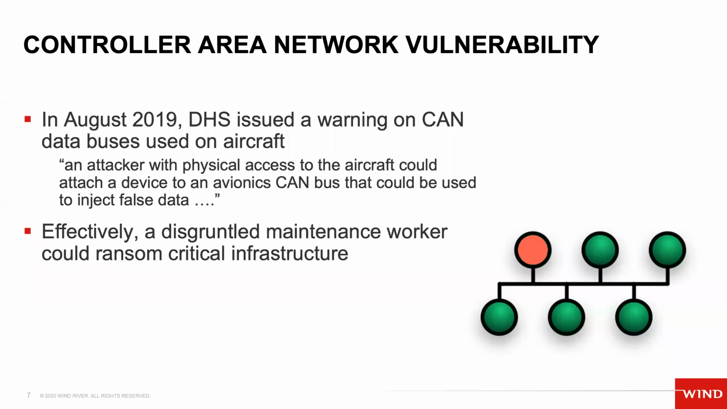And in fact, there was a study and a discovered vulnerability that could be exploited by anyone who had physical access to an airplane. They could get access to the overall system, inject false data into it, and potentially cause a loss of the airplane, or at the very least ransom the airplane and its utility to its owners or lessees. So effectively, a disgruntled employee with enough knowledge could do something like this.